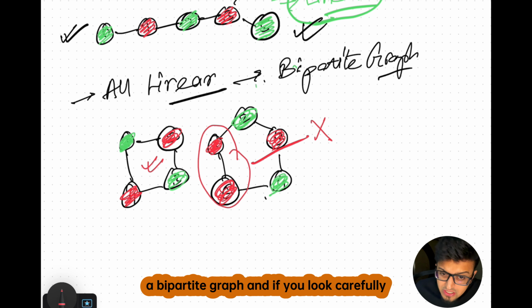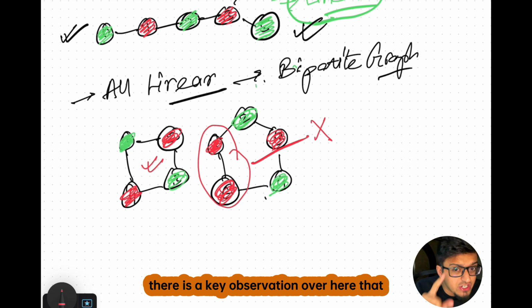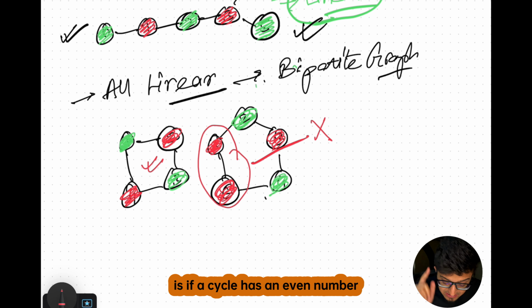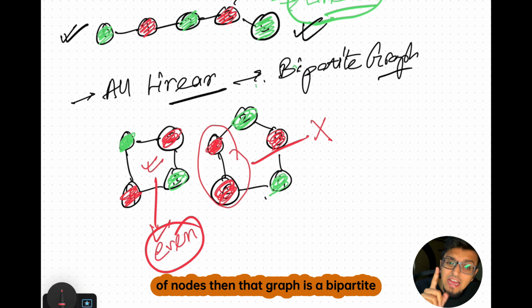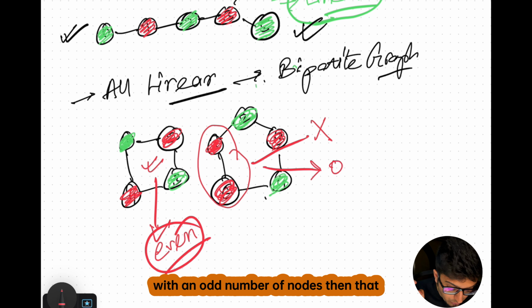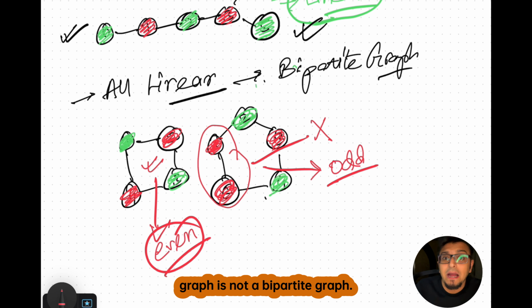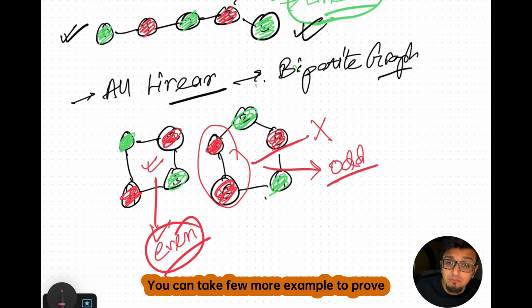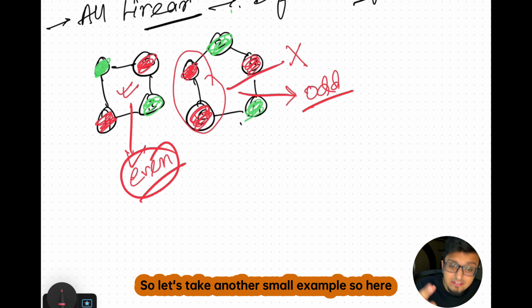And if you look carefully, there is a key observation over here. That is, if a cycle has an even number of nodes, then that graph is a bipartite graph. And if a graph has a cycle with an odd number of nodes, then that graph is not a bipartite graph. You can take a few more examples to prove this fact. So let's take another small example.